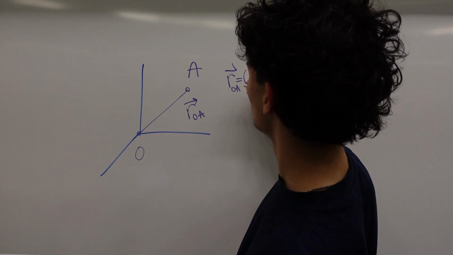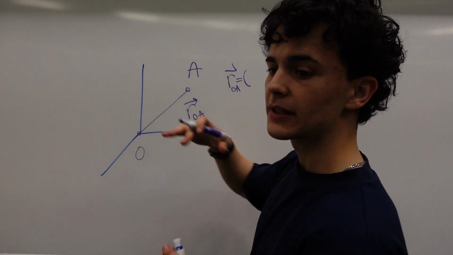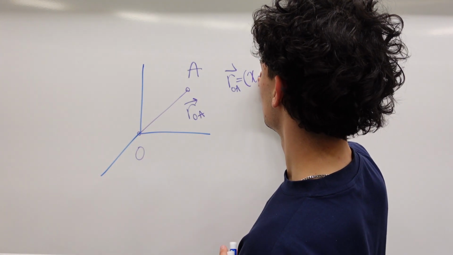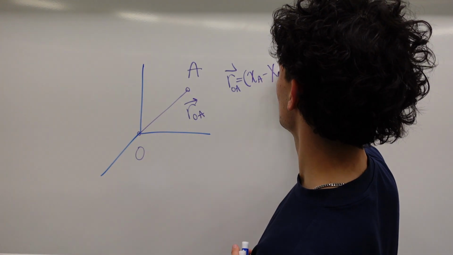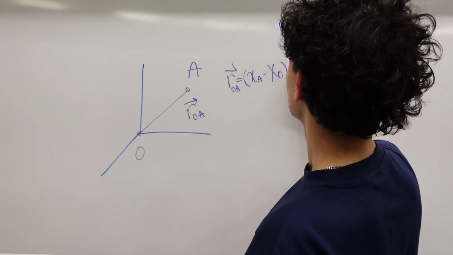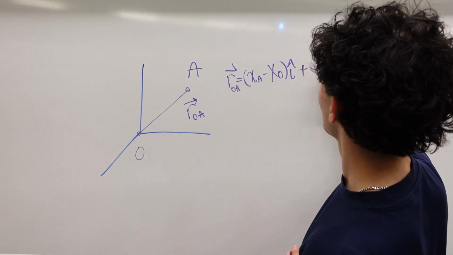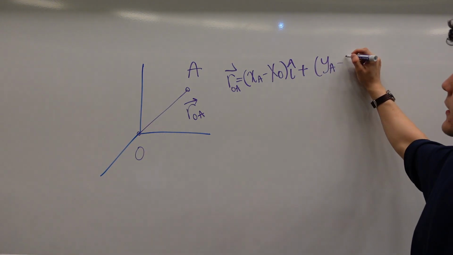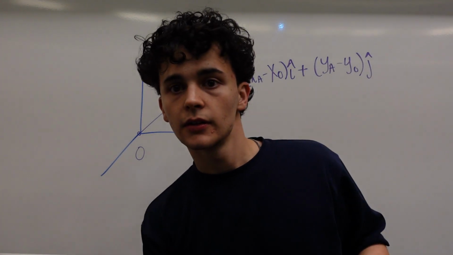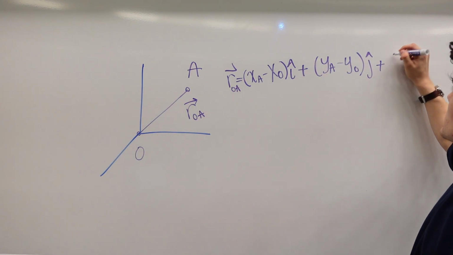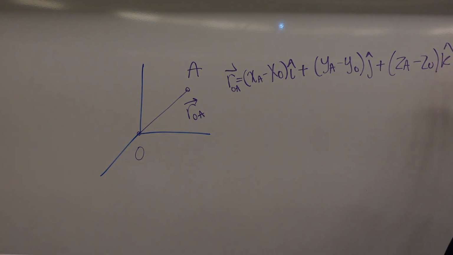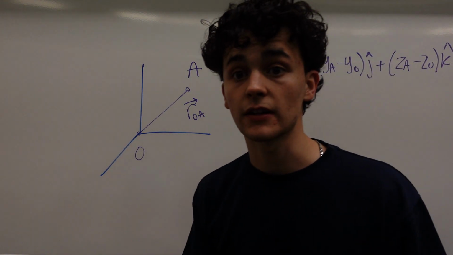So we would get R_OA, the vector of that would be like the x position minus the x position. So you would do the x of A minus the x of O. And that would be your first one, that would be your I value, plus your y of A minus your y of O. That would be your J value. And then you would do the same for your K value. If I have space, I'll put it on the board, but yeah. So this is how you would very simply go about solving for your position vector.